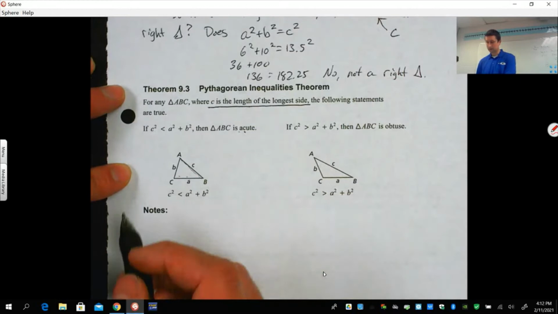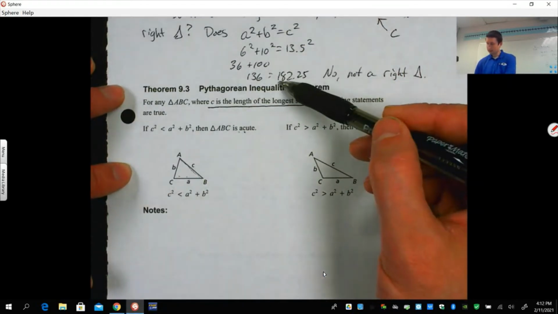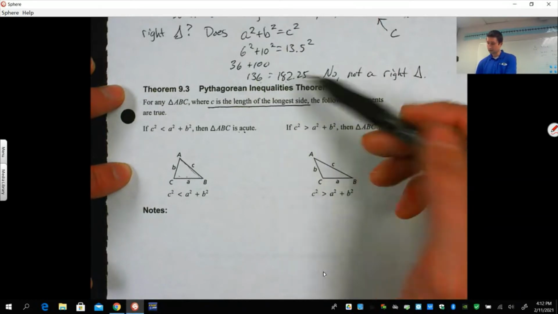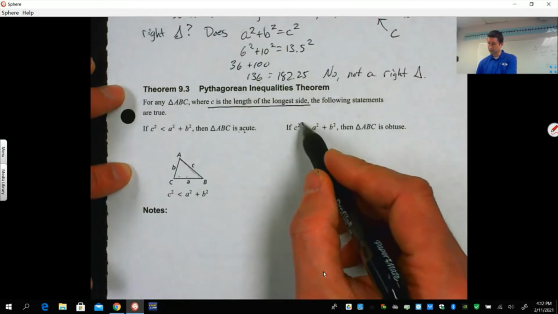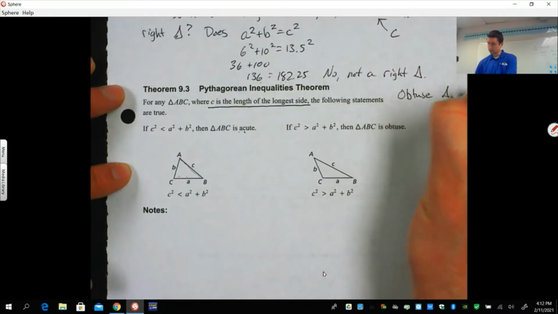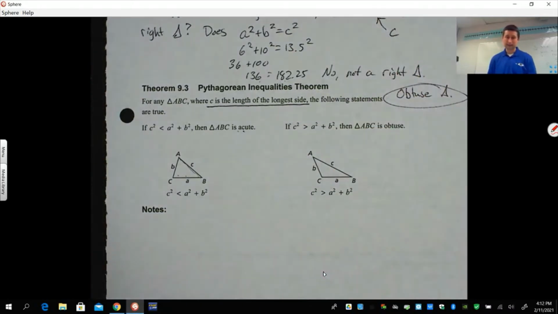The following statements are true. So back in our example here, we had c squared being greater than 136, c squared being greater than the sum of the other two squares. So we fit underneath this one. So we would say this is actually an obtuse triangle, because it's greater. If it's greater, then it's obtuse. If it's less, then it's acute.